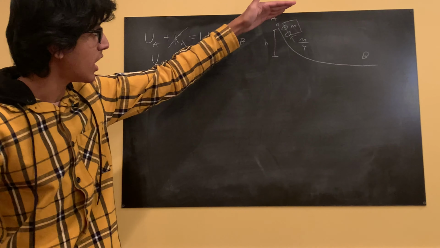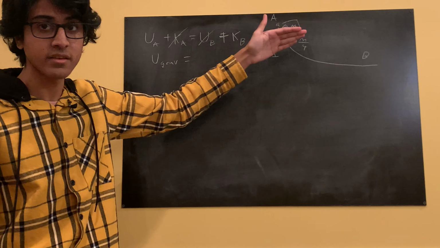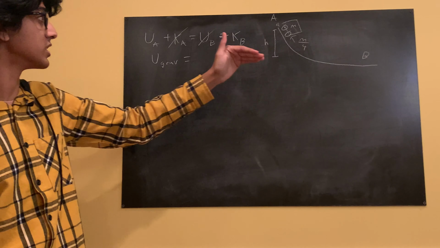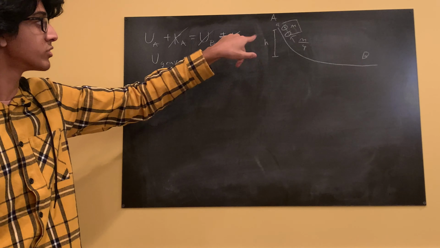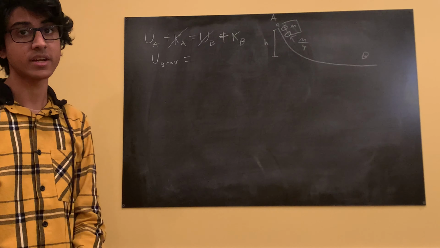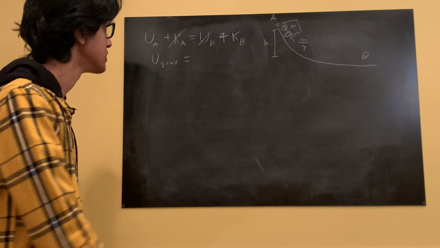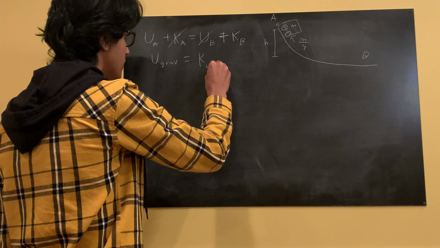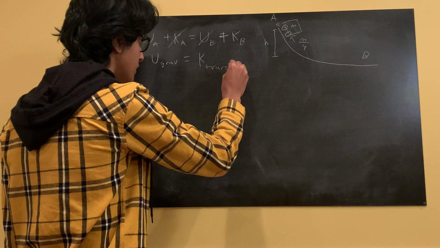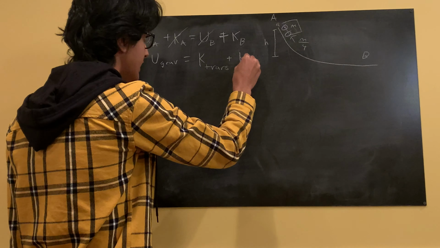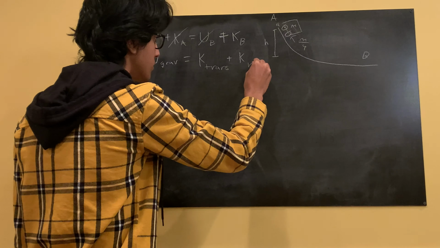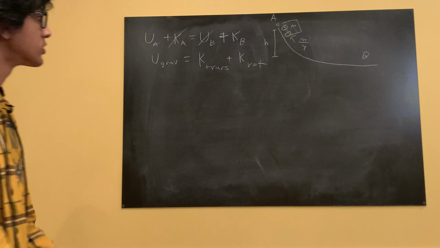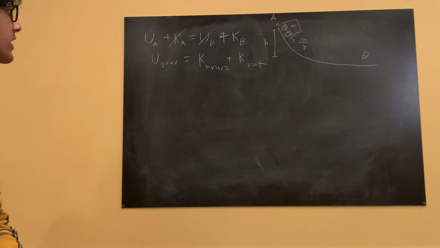So we have the car itself translating, so we have that kinetic energy. Then we have the wheels rotating, so we have rotational kinetic energy, and we have translational kinetic energy. So K trans plus K rot for translational kinetic energy and rotational kinetic energy.